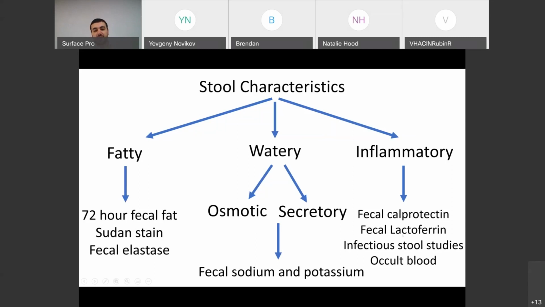And then infectious stool studies, like Giardia, stool culture, C. diff. Occult blood can sometimes be useful. If the patient tells you they have blood in the stool, you don't need to order an occult blood. You could take their word for it, unless you think the patient has a reason to not be telling the truth, or if they're crazy, or if you really want to prove to your colleagues that there's blood in the stool.